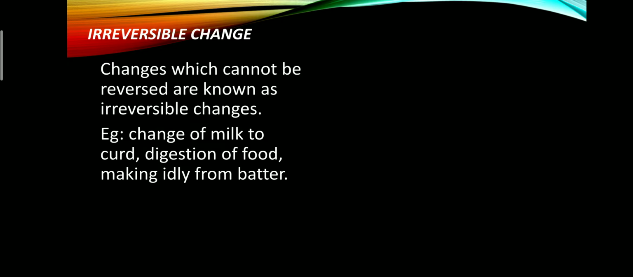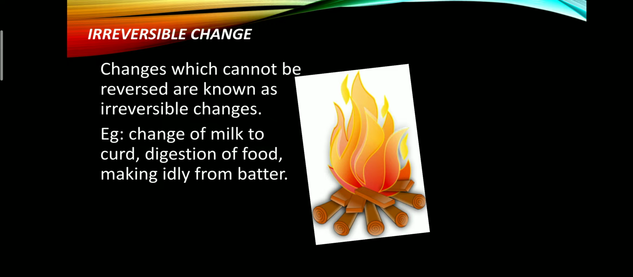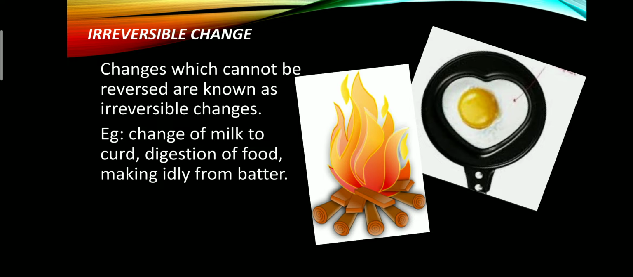So next is an irreversible change. The changes which we cannot reverse are known as irreversible changes. Examples: change of milk to curd, digestion of food, making of idli from batter. Here I have given another example also, burning of wood. Once we burn the wood, we get ash. From ash we cannot get back the wood. And this is cooking. Once we break an egg and make an omelette, we cannot get the egg back. So that is an irreversible change.